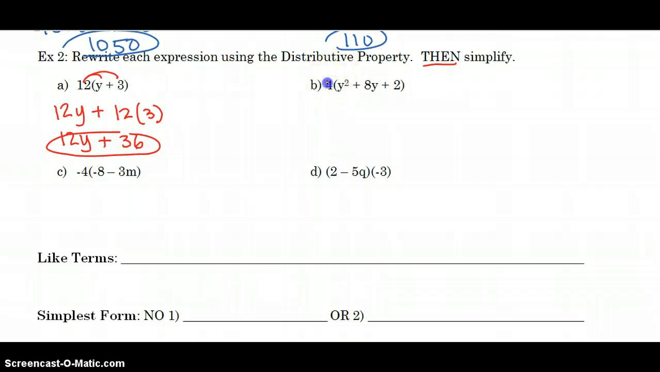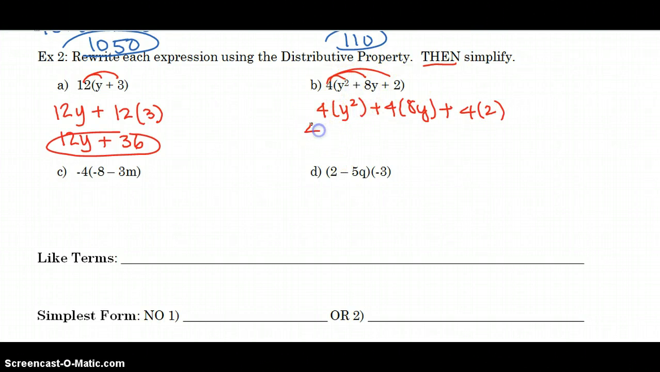For B, I distribute my 4 to everything in parentheses. 4 times y squared plus 4 times 8y plus 4 times 2. Notice how I'm using parentheses since everything was in parentheses. So that gives me 4y squared plus 32y plus 8. And since there are no like terms, that is in simplest form.